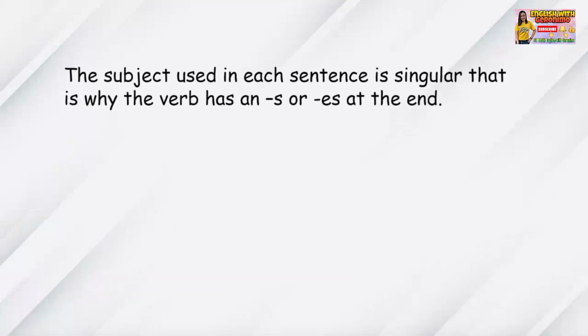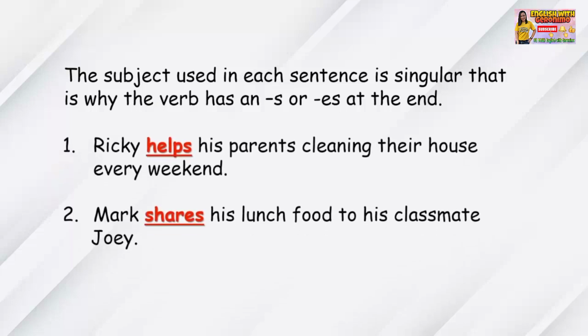The subject used in each sentence is singular. That is why the verb has an s or es at the end. Number 1. Ricky helps his parents cleaning their house every weekend. The simple present tense of verb is helps. There is an s at the end because the subject is singular or only one, Ricky.